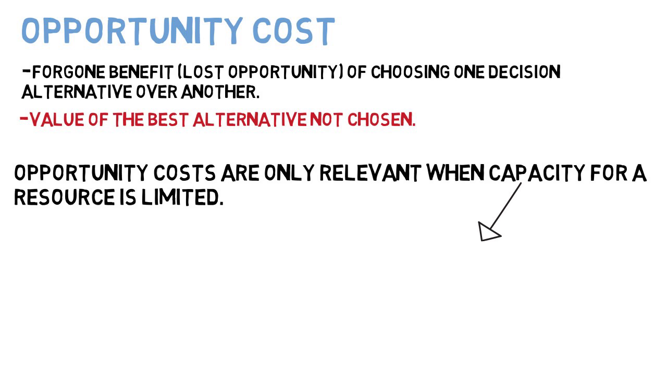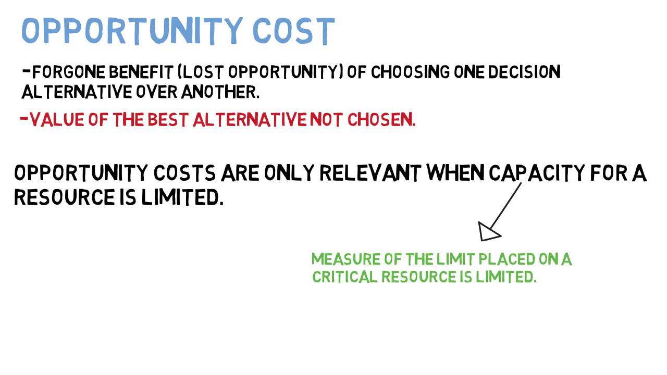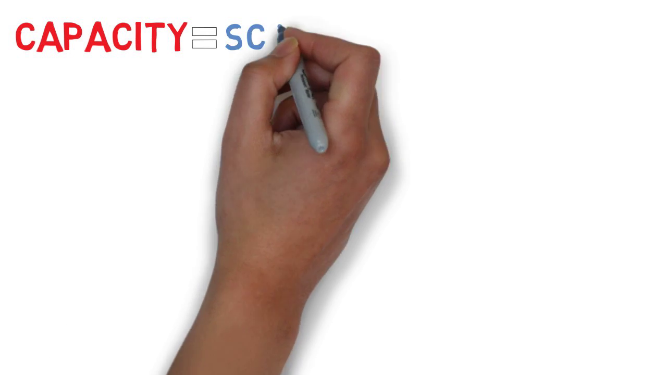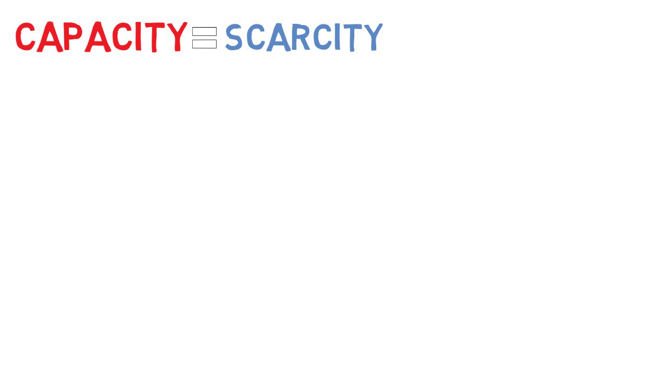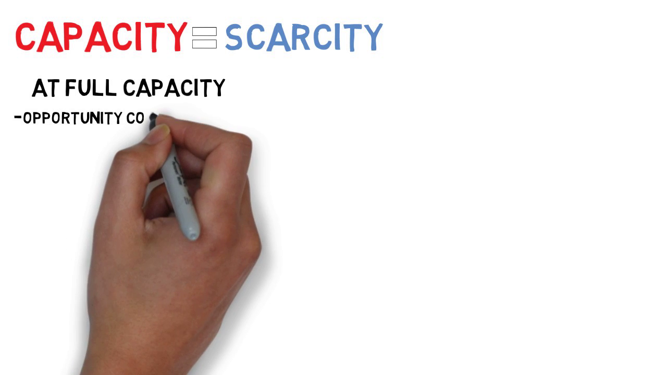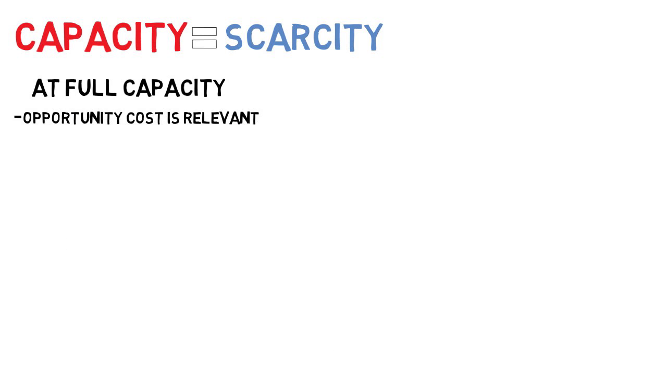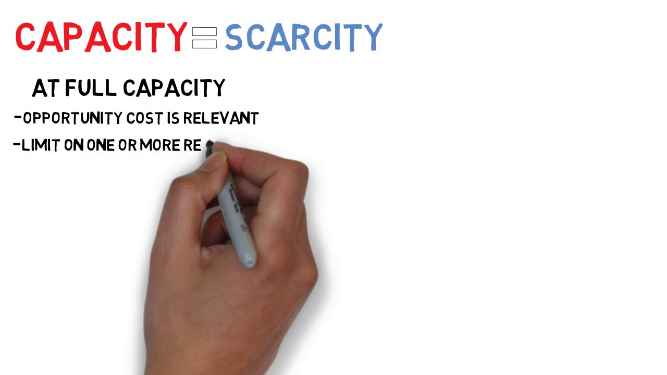Capacity is the measure of the limit placed on a critical resource that is limited. Capacity is similar to scarcity. At full capacity, the limit on one or more resources has been reached. Therefore, opportunity cost is relevant.